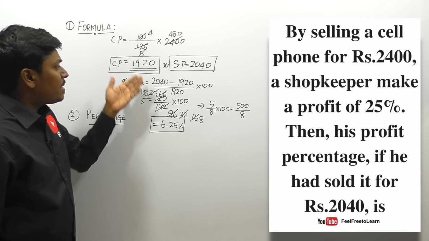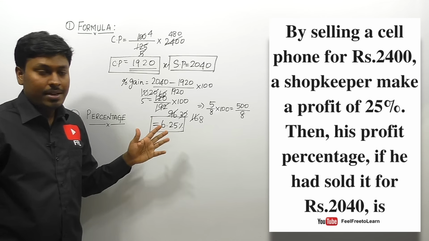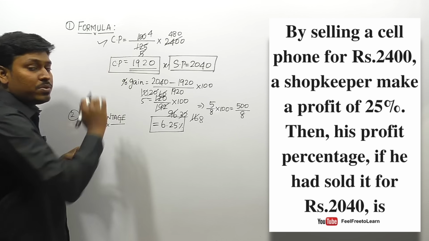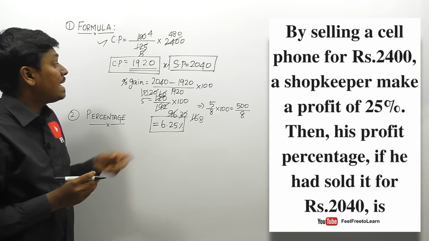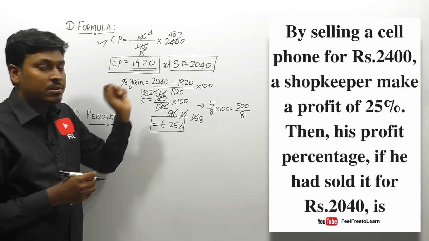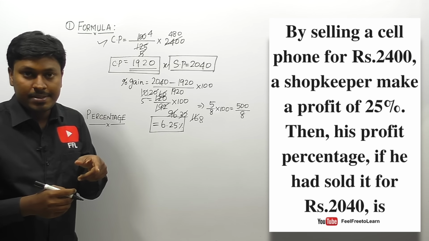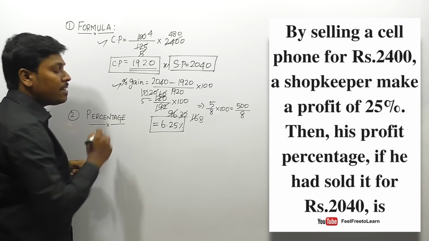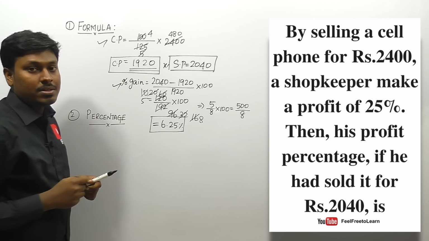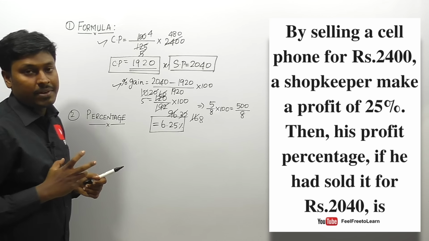So friends, this method that we have solved by using a formula, right? We have used 2 formulas. One is we need to find the cost price. So we have used a formula of cost price. Then after finding the cost price, our target is to find, if he sold it for 2040, what is the gain percentage. So here we have used a gain percentage formula. So 2 formulas we have used here to find the gain percentage according to the given data.